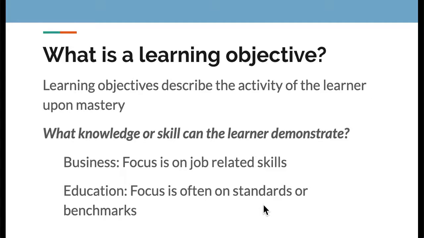Learning objectives. What is it? It describes the activity of the learner upon mastery, not where they are when they start the lesson, but where they will be after the instruction. In business, it's usually focused on job-related skills and knowledge. In education, objectives tend to come out of the realm of standards or benchmarks that learners need to be able to demonstrate.